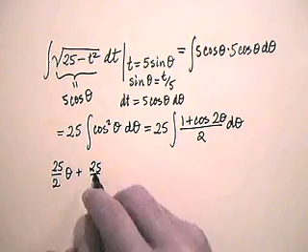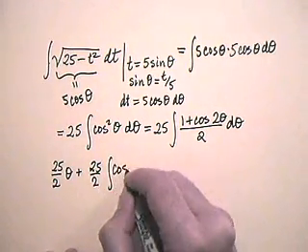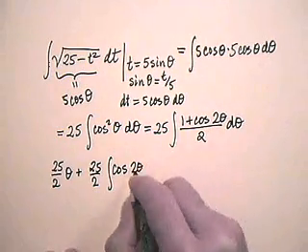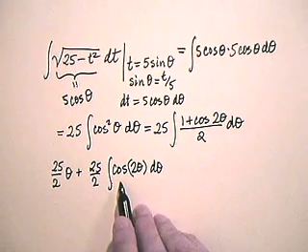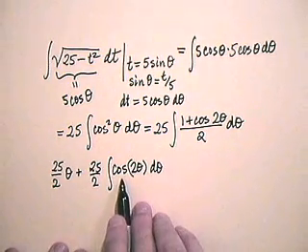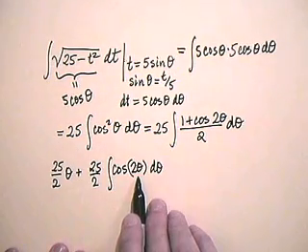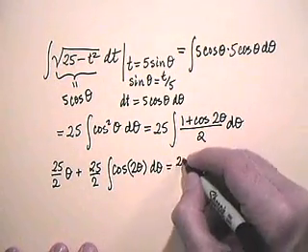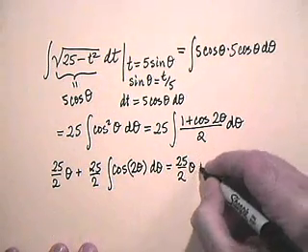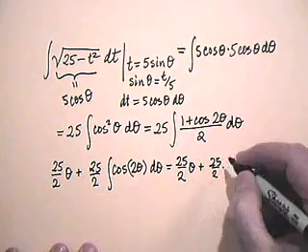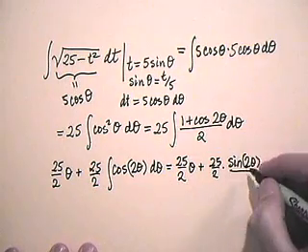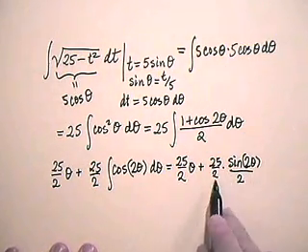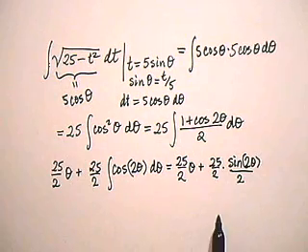25 halves times the indefinite integral of cosine of 2 theta d theta. Now the antiderivative of cosine is sine, and so obviously the antiderivative of cosine 2 theta is sine 2 theta over 2. So we have 25 halves theta plus 25 halves times sine of 2 theta divided by 2. 2 times 2 is 4, and so we really have 25/4 sine of 2 theta.